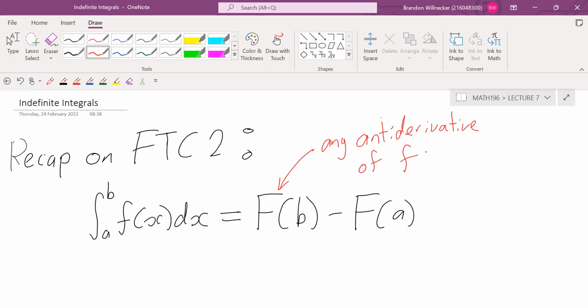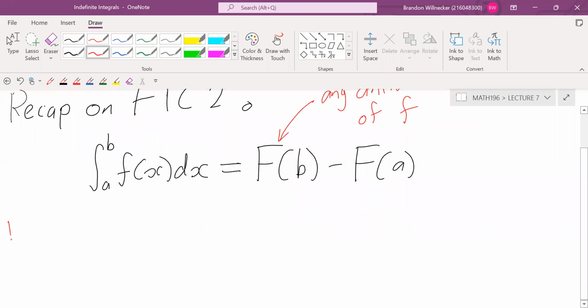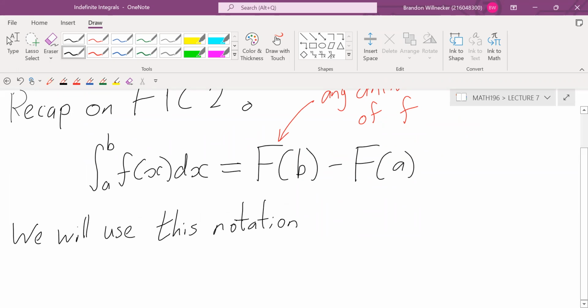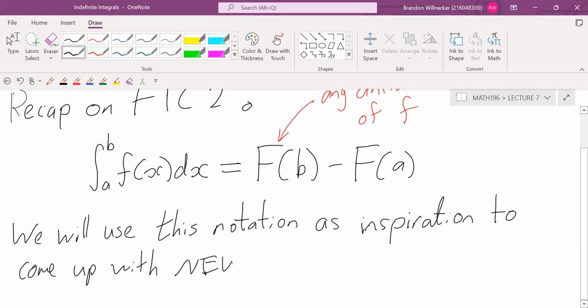What we're going to do now is come up with a new notation, a very helpful notation for the antiderivative. So, we will use this notation as inspiration to come up with new notation for the antiderivative.